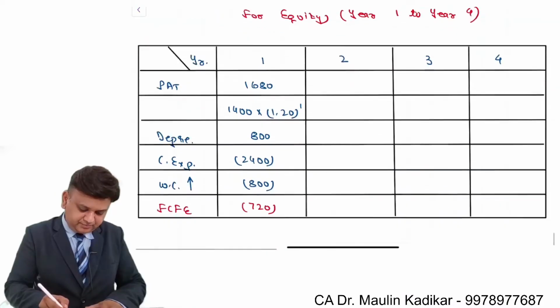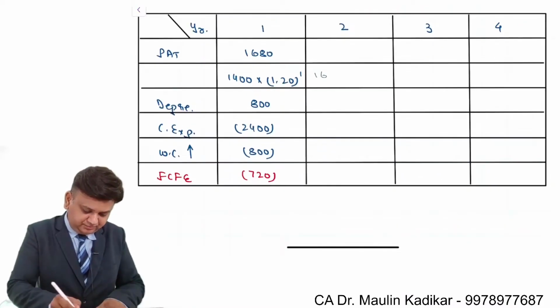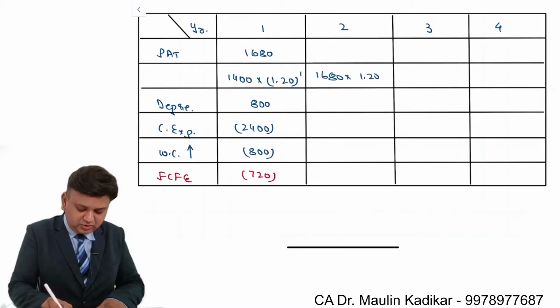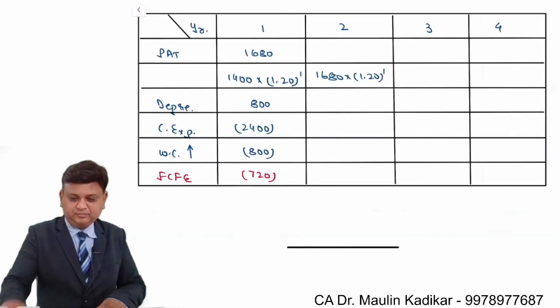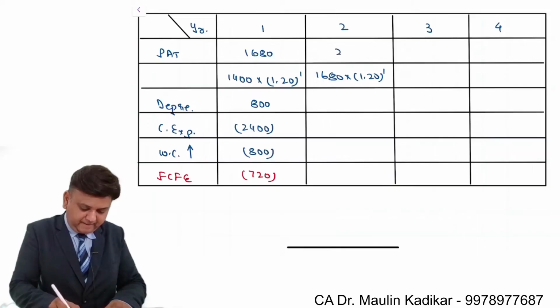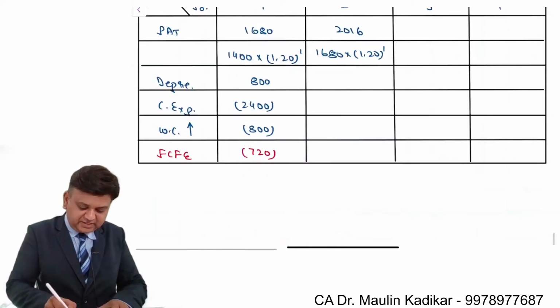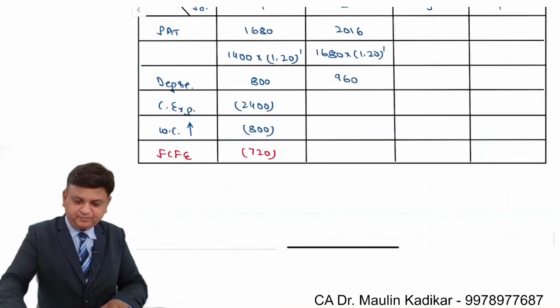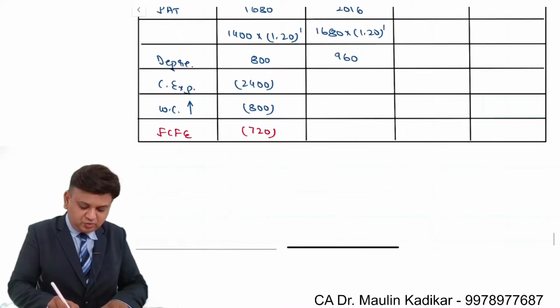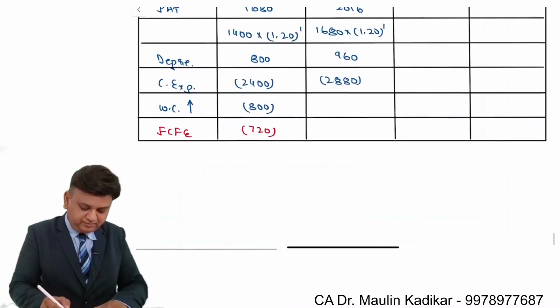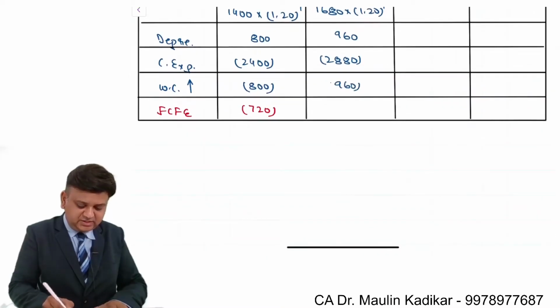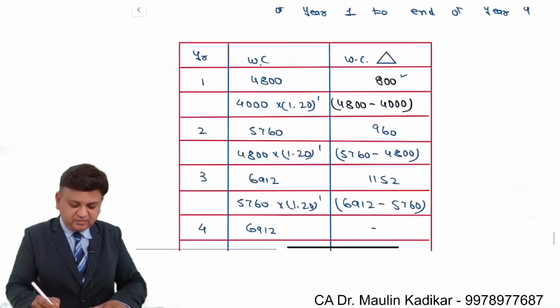So second year, it will be 1680 into 1.20 raised to 1. It is 2016. Amount of depreciation for the second year is 960. Capital expenditure is 2880. And working capital is 960 increase. This is the way we are required to do the answer.